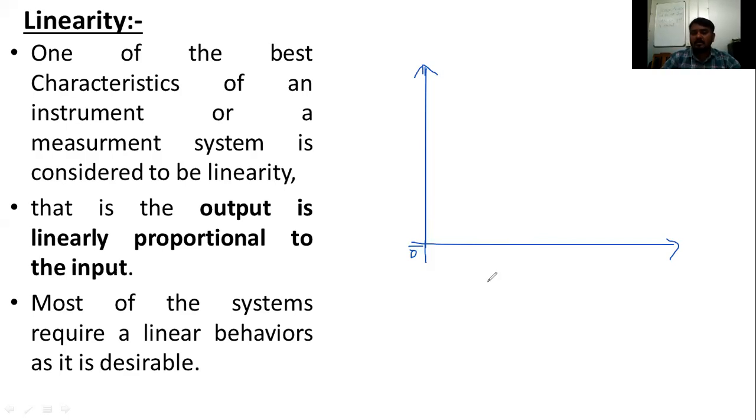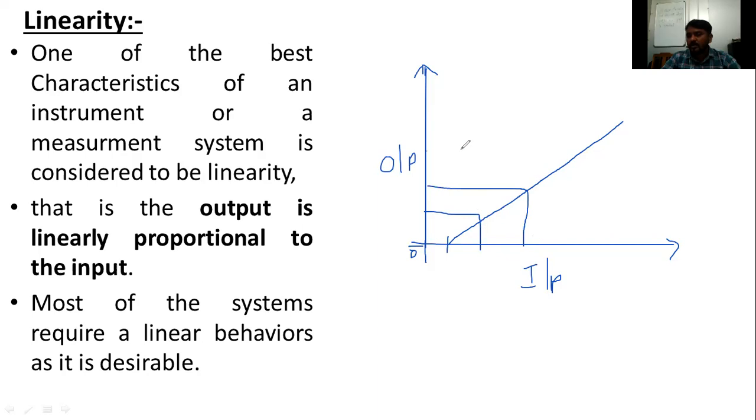Linear is nothing but the output should vary linearly with the input. This is the input, and this is the output. If the input is increasing from this point, then the output should also increase linearly. By however much the input is increased from here to here, the output should be linearly proportional to the input. Is it clear?